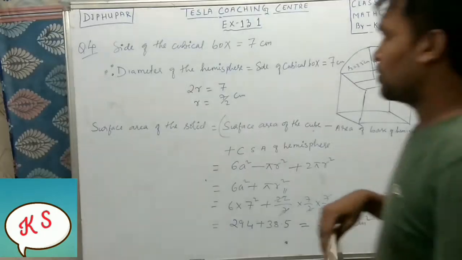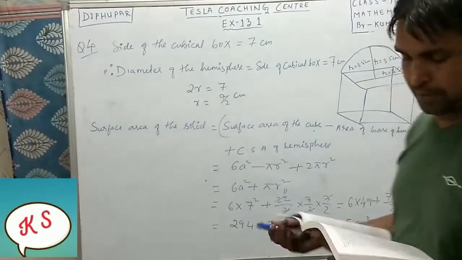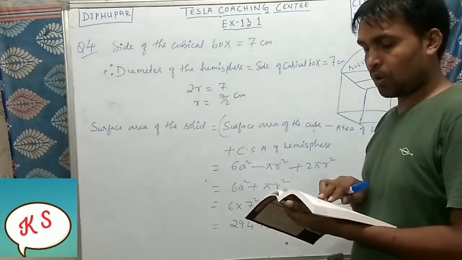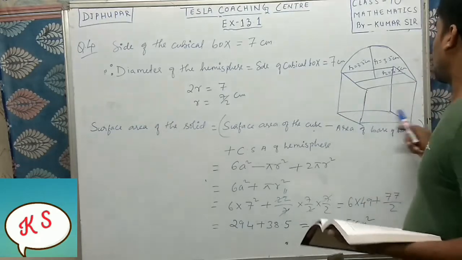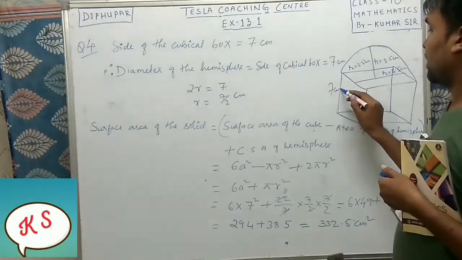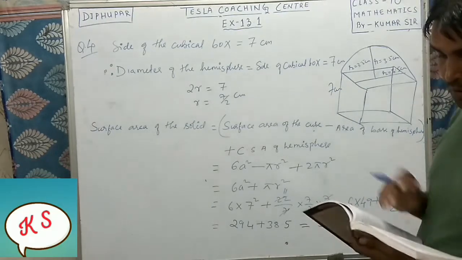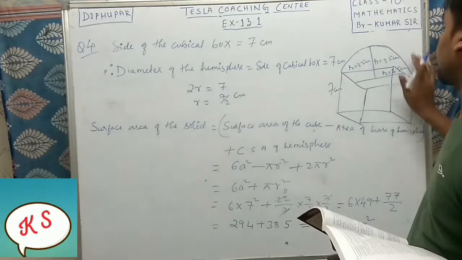Okay. Question number 4. What is question number 4? It is given here. Let me read out the question first. It is given a cubical block of side 7 centimeter. So this is a cubical block of side. What is the side of the cubical block? 7 centimeter.